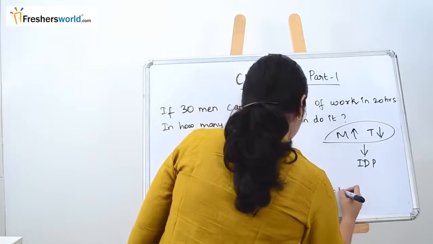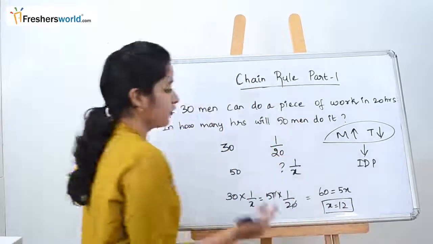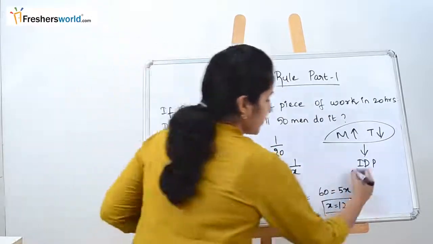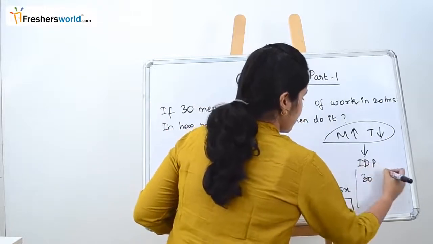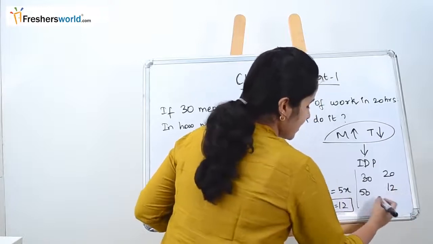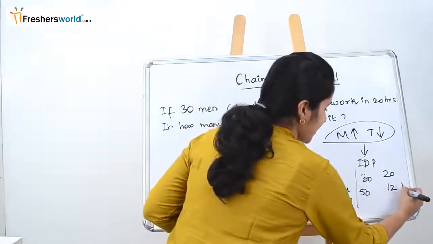$60, 5x and x is equal to 12. So for 50 men it's going to take 12 hours. So if you see the concept, 30 men it's going to take 20 hours. So for 50 men it is 12 hours. You can see the variation here. Here the men increased but the time taken has decreased.